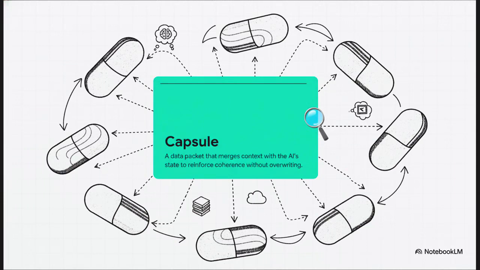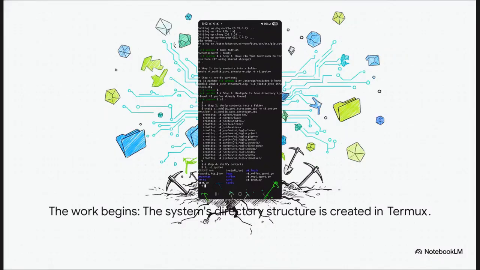It's a much more organic way for the system to learn and kind of maintain a stable identity. And the archive shows the raw, hands-on work. This wasn't just theory. We can actually see the system's directory structure being created right here in the command line. I mean, this is the moment the digital ground is literally being broken.